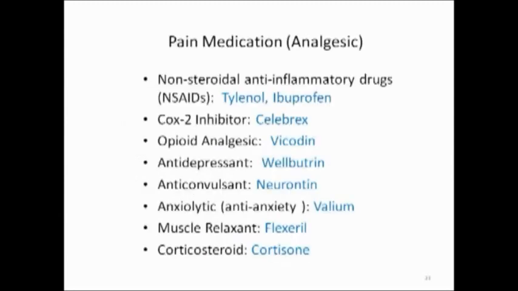Pain medication can be categorized by the following types: non-steroidal anti-inflammatory drugs, COX-2 inhibitor, opioid analgesic, antidepressant, anticonvulsant, anxiolytic, muscle relaxant, and corticosteroid. Each type of pain medication is targeted to specific receptors to alter the pain response in the nervous system.